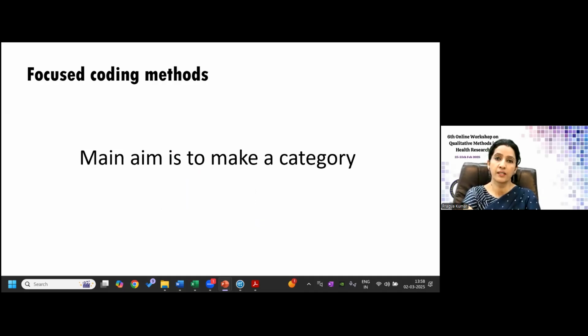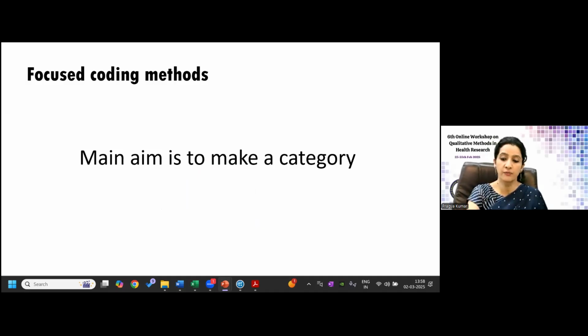So first is your focused coding. What is the focused coding method? Focused coding is exactly the way you have seen to make a category. What you do is put the similar codes together in one category.